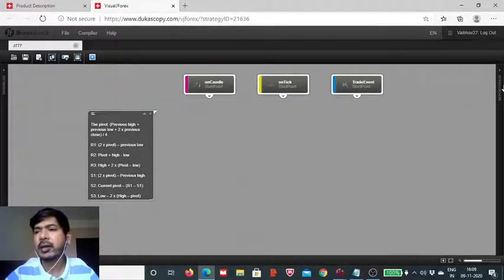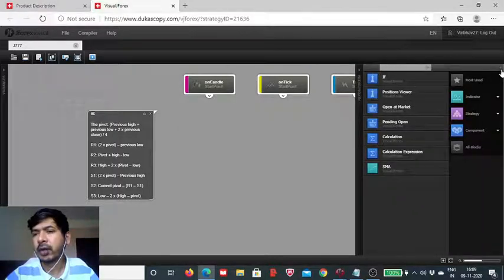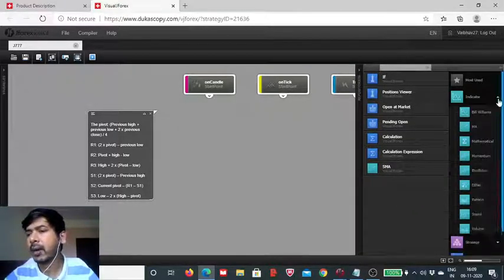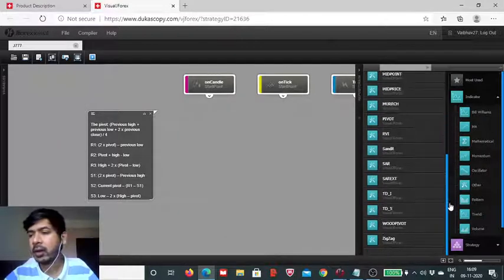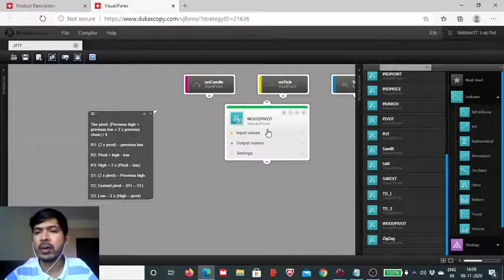So we will add this indicator block on this Visual JForex board. This is developed by the Dukascopy Bank SA, using which we can develop the automated trading setups to trade on the forex as well as the CFD instrument. Here is the Woodie pivot block.